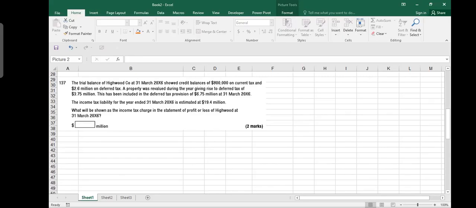So if I read the requirement, it says that what will be shown as the income tax charge in the statement of profit and loss. So they are asking you tax expense. They are not asking you tax liability. They are asking you tax expense. So I start reading it.